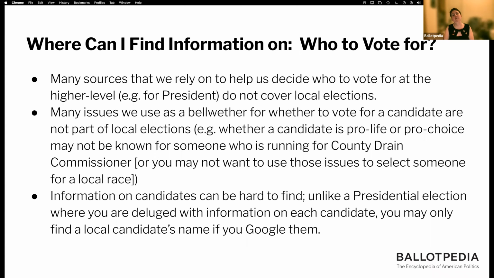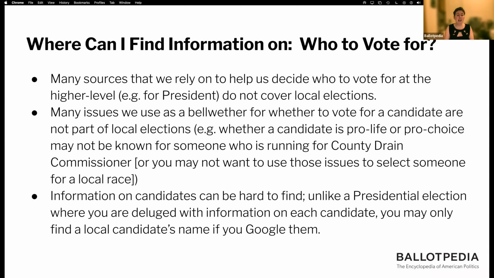So maybe you feel very passionately about an issue. So you go and you see which organizations are endorsing candidates. Well, they're probably not going to endorse for Kenosha City Council. So you can't look at that. And likewise, many issues that we use as a bellwether for deciding whether to vote for a candidate are not part of a local election. Whether a candidate is pro-life or pro-choice might be really important to you, but maybe not for somebody who's running for county drain commissioner.